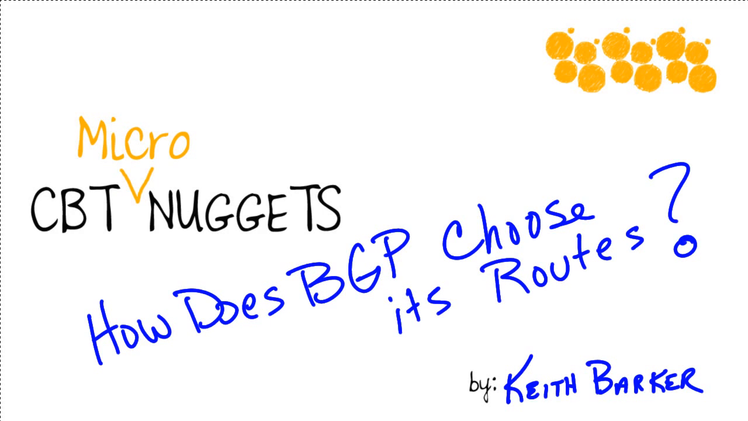How exactly does BGP, the Border Gateway Protocol, choose its routes? In this micronugget, we're going to do a brief overview of how the internet works with BGP and then specifically take a look with an example at how BGP can choose the best routes when it's presented with more than one path. Let's jump in.